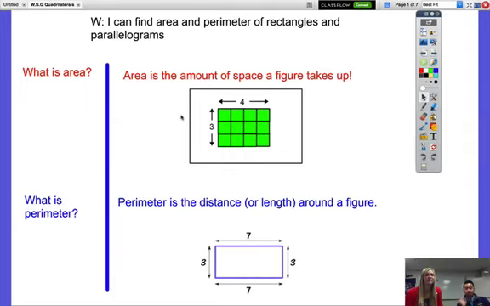Welcome to the Whisk. Today we are going to be talking about how to find the area and perimeter of rectangles and parallelograms. So first we have, what is area?